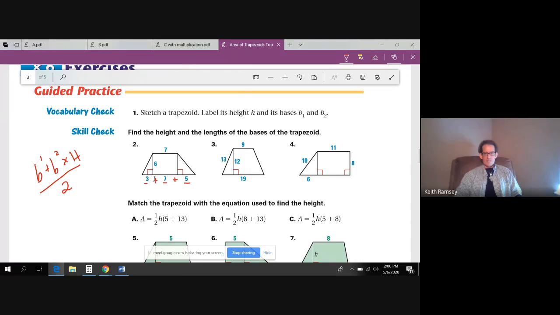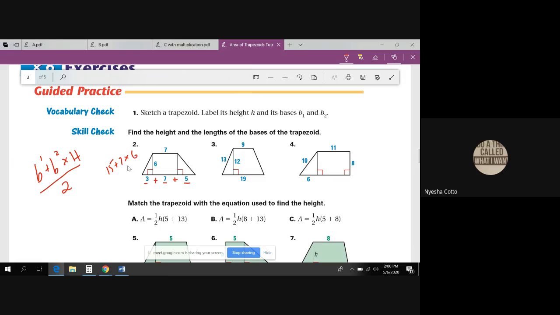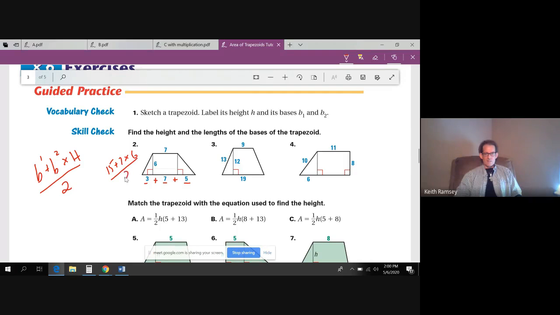So if I did 3 plus 7, I'd get 10 plus 5, which is 15. Then I have to add that to base 2, the top. So you're really doing 15 plus 7 times the height, which is 6. And then you're taking all of that and dividing it by 2. So if I did 15 plus 7, I would get 22. 22 times 6 is 132. So then I've got 132 divided by 2, which equals 66. For number 2 here, your entire area would be 66.